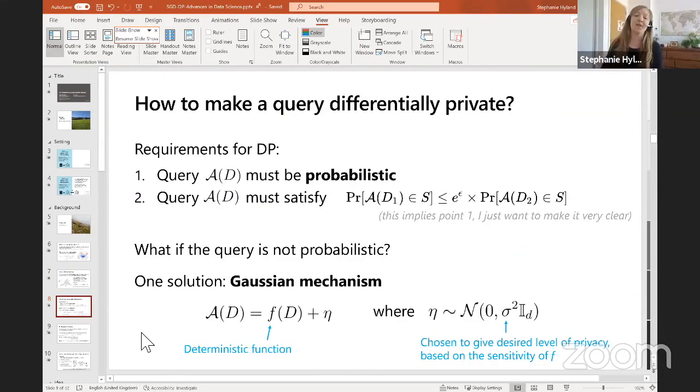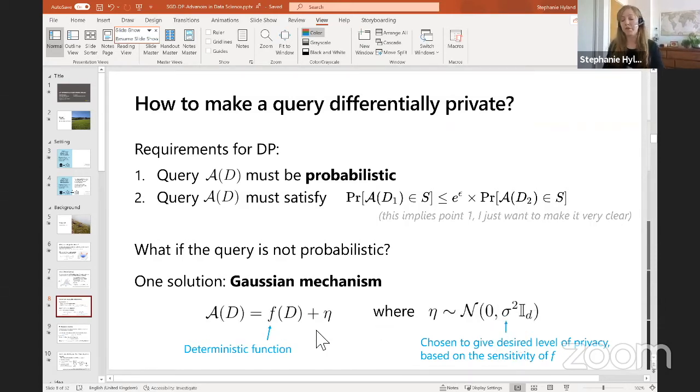So how do we actually make a query differentially private? Oftentimes, when we think about queries on a database, they're not probabilistic. But of course, in order for us to have the probability bounded, we need some notion of a probabilistic query. So the way that we would do this is we take what is potentially a non-probabilistic query, some function, for example, compute the average income over my database, or compute what fraction of people have HIV. And then we can apply noise to it to make the outcome have a probability distribution. One method of doing this is called the Gaussian mechanism, where we essentially take our deterministic function f and then add noise, which is calibrated to give the desired level of privacy, based on the sensitivity of this function f.